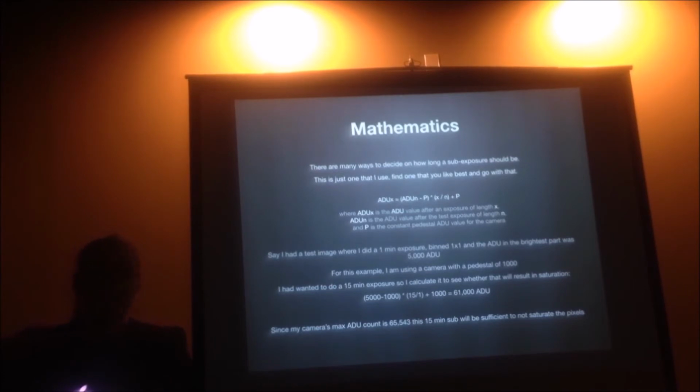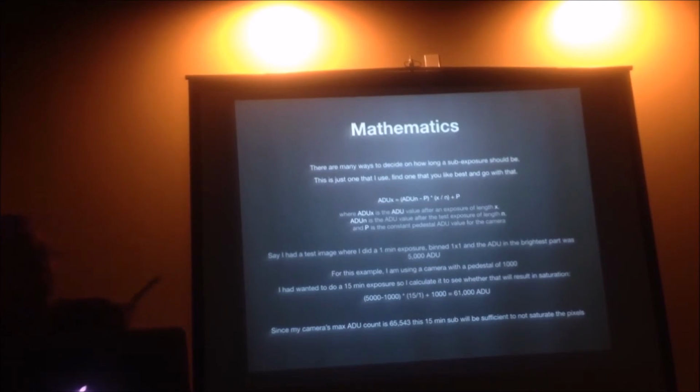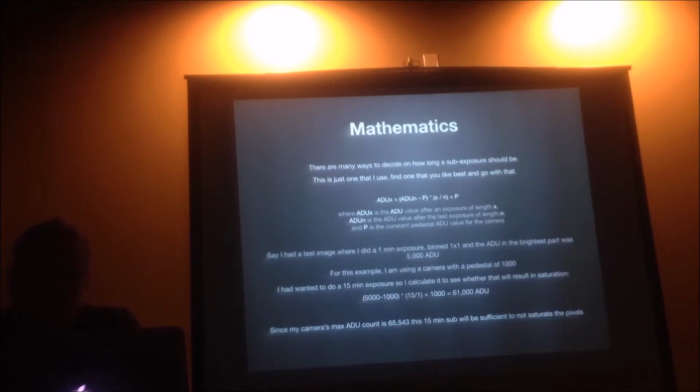So say I did a 1 minute test exposure, and the brightest star was at 5,000 ADU. My camera has a pedestal of 1,000. So calculate that out, and I say I wanted to do a 15-minute sub-exposure and see if that was going to blow it out. Calculate it out, it would be 61,000. And my camera's max ADU is 65,543, so the 15-minute exposure would be good. But I know that I couldn't do too much more than that.